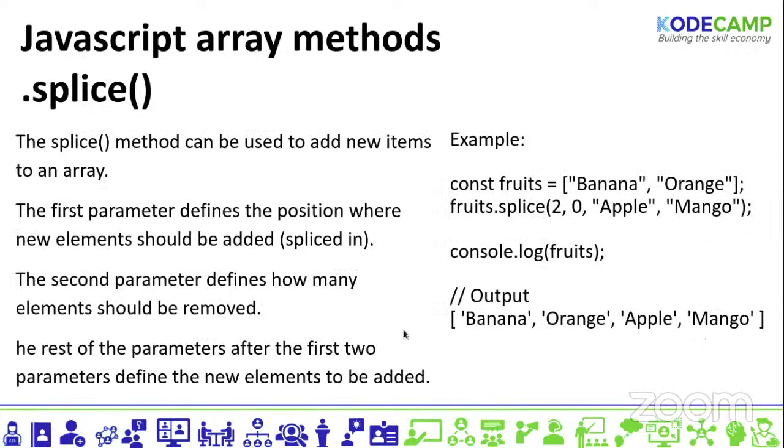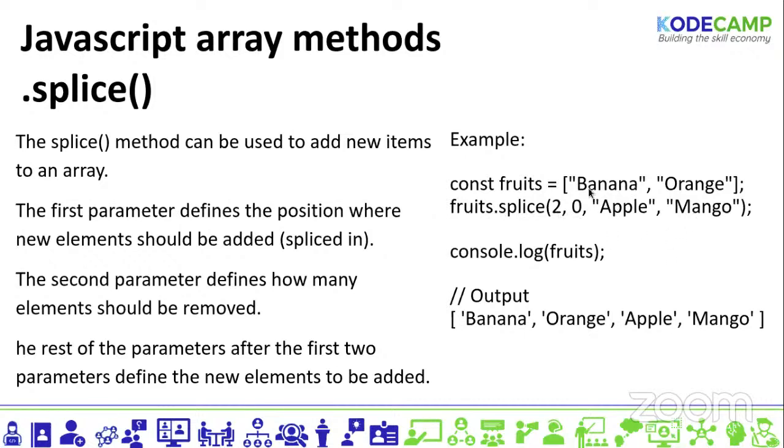Then the splice method can be used to add new items to an array. Splice is another sweet method you can use. So you're saying at the index of 2, you're not removing any value at the index of 2, but you want to add in apple and mango.